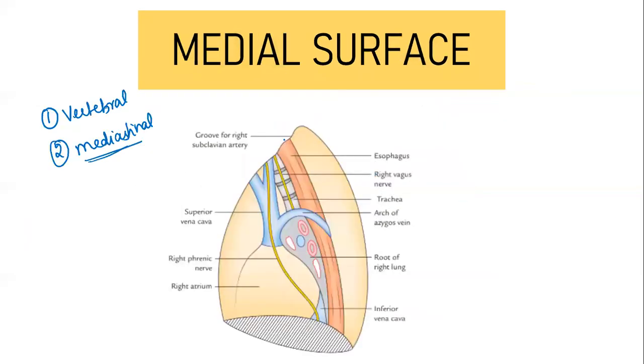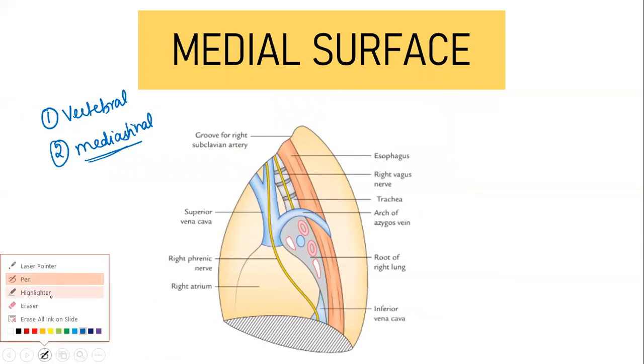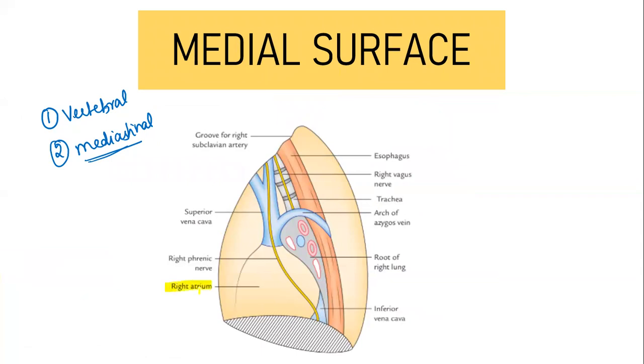This is the mediastinal aspect of the right lung. What are the impressions that you can make out? The first one is the right atrium. Along with the right atrium, what are the vessels that it carries? The superior and inferior vena cava. So along with the right atrium, I'll be able to appreciate the superior and inferior vena cava.